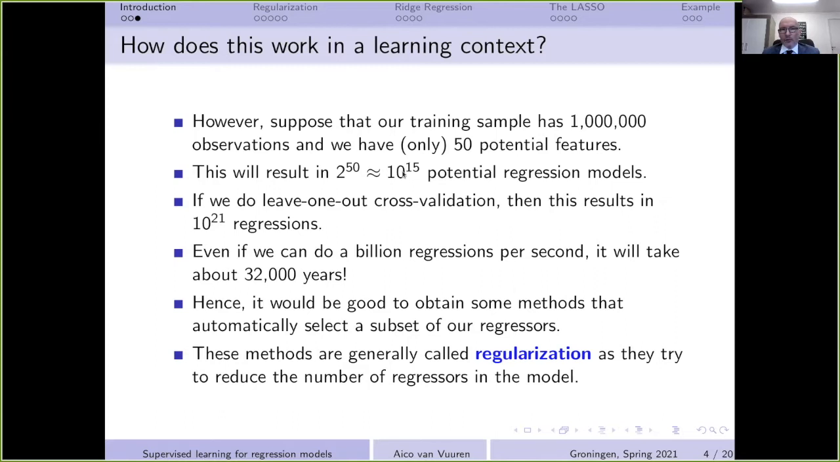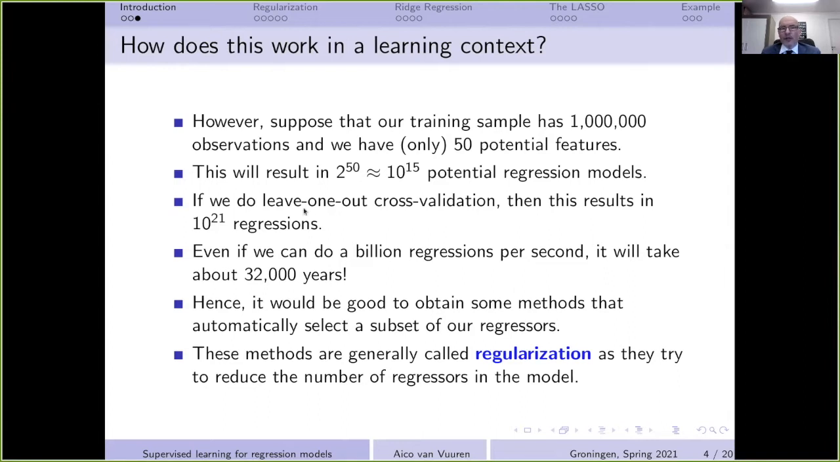That's quite a lot, of course, but we should realize that after having run all these regressions, we are not there yet. Then we only know the beta coefficients of all those different regressions, but we do not know which regression is going to be the best one in terms of predictive power. So then what we have to do is either have a validation sample and calculate the validation risk, or we could do a cross-validation.